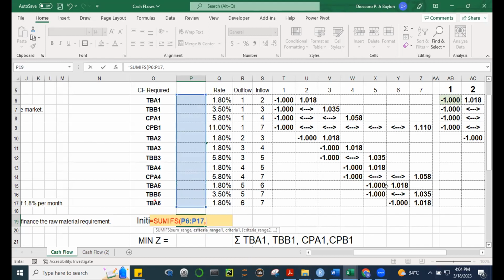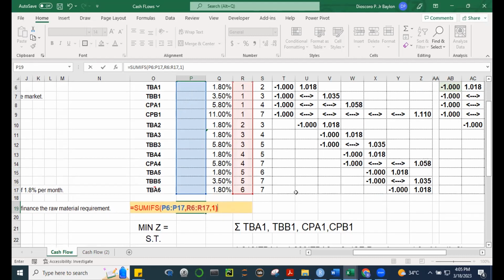And then what's our criteria range? Where will it be coming from? This will be our criteria range, comma. And what will be our criteria? Our criteria is 1. There. Which means that all that are ones here will be added here. Okay? Outflow, lahat ng 1 dito will be added here.